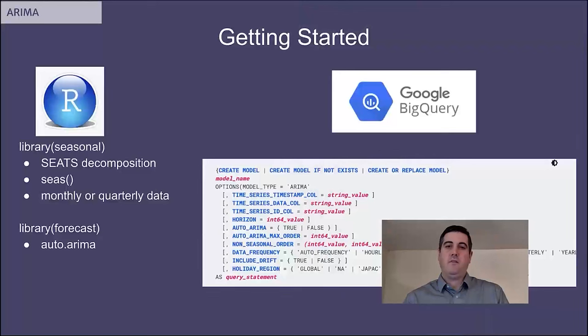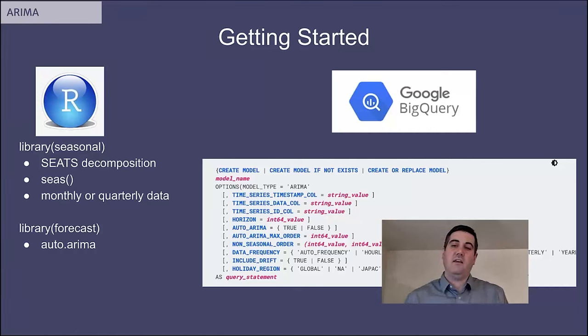Now, if I've piqued your interest in learning more about correctly building time series models, there are a couple of good places to start. One is R, the statistical programming language. The other is Google BigQuery. If you're willing to write a small amount of R code, it's quite easy to get started with an ARIMA model. If you have data at the quarterly or monthly level, a SEATS decomposition is an easy way to get more insights in your time series data. You can find that and a lot of other simple time series functions in the seasonal R package.